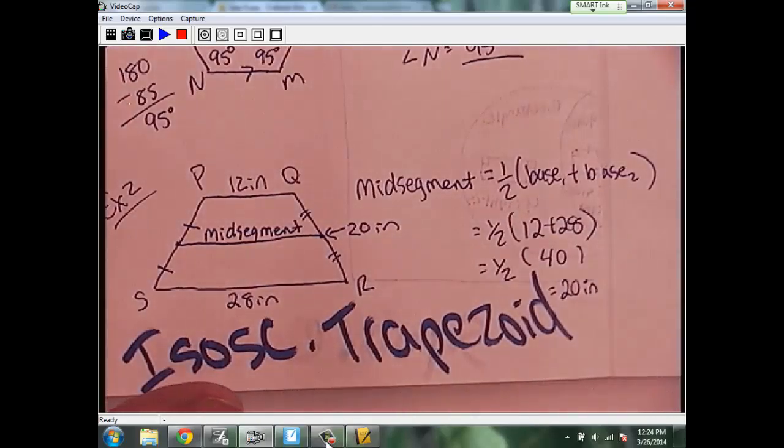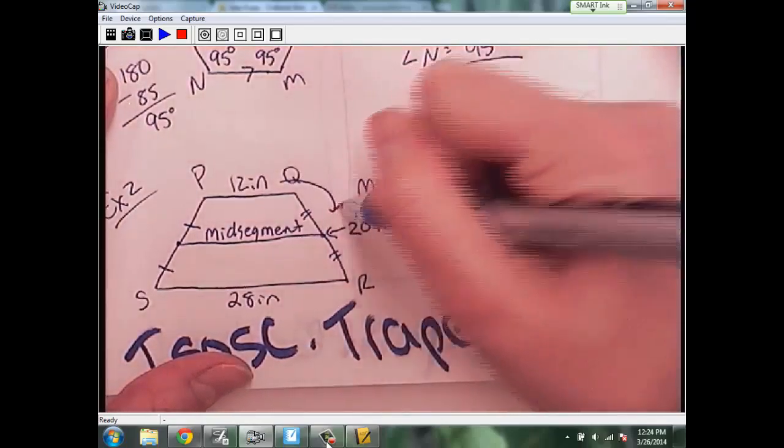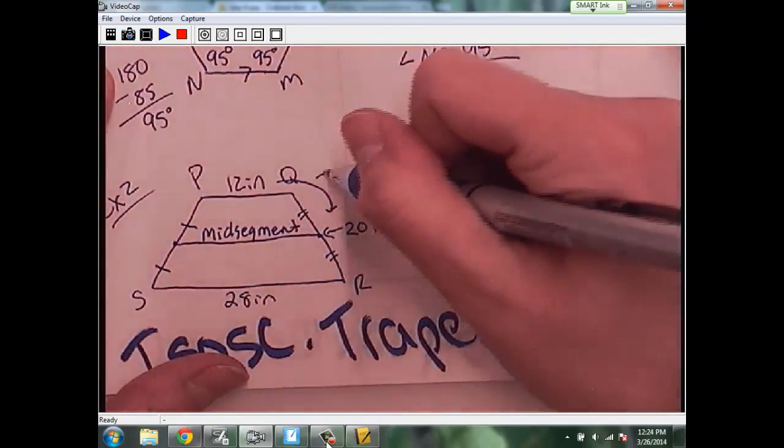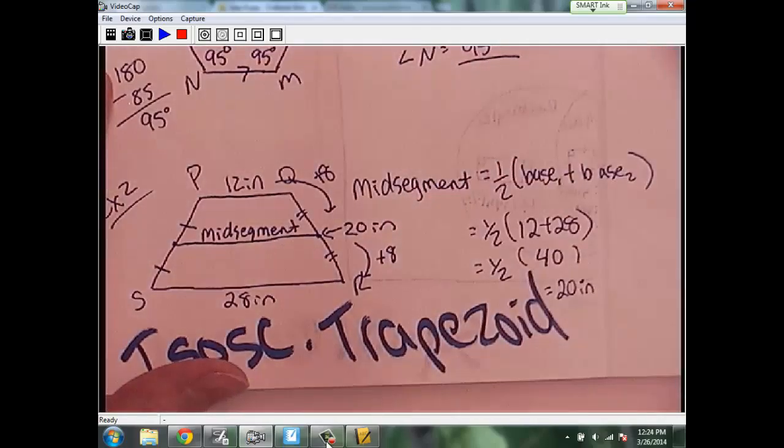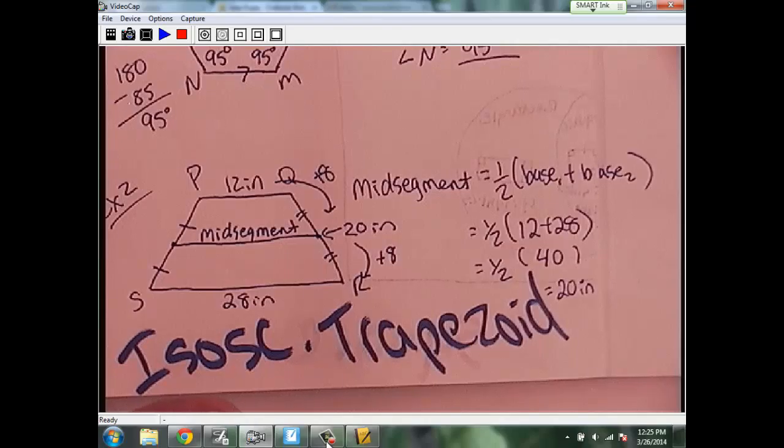Here's a quick check. How do we get from 12 to 20? Plus 8. How do I get from 20 to 28? Plus 8. Is it the same on both sides? It's a mid-segment.